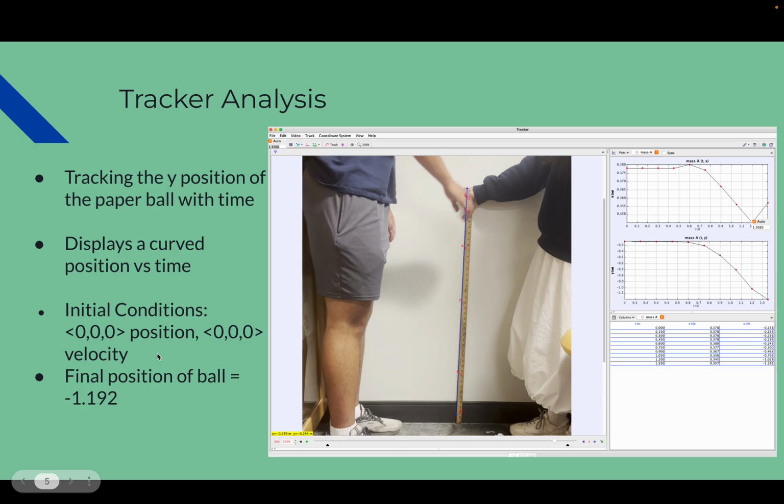So now we have the Tracker analysis. I used this video of a paper ball dropping to track the y position of the paper ball with time. As depicted here, it displays a curved position versus time graph. This is expected because the velocity versus time will have a linear 9.81 slope, and then the position versus time must be curved because of the acceleration that is happening to the object. The initial conditions are 0, 0, 0 for the position and 0, 0, 0 for the velocity, and the final position of the ball is negative 1.92 meters.